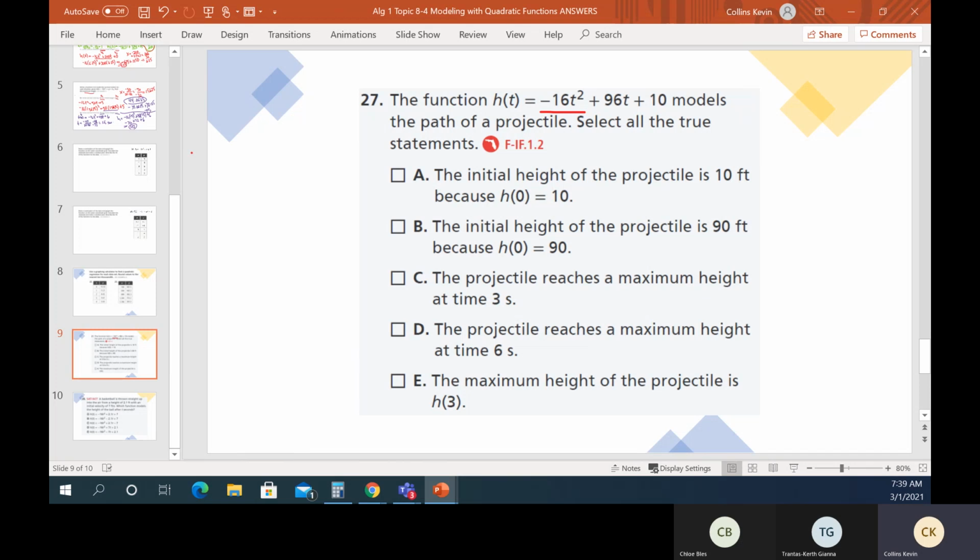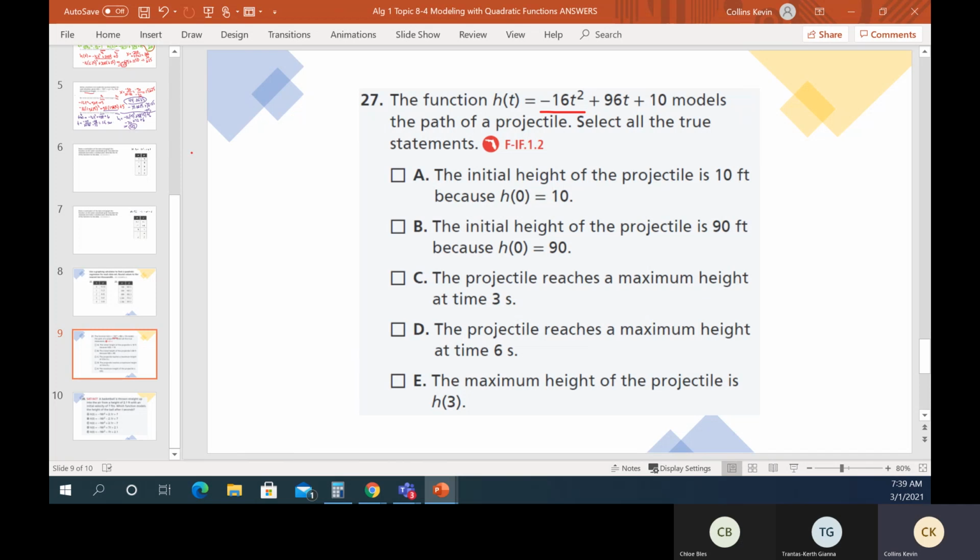And then the 96t is like an initial velocity, like if a guy's kicking the ball, this is how much leg he puts into the ball, okay? And then the last one is the starting height of whatever we're talking about. So this one's going to start 10 feet off the ground. All right, so let's look at what they say here.